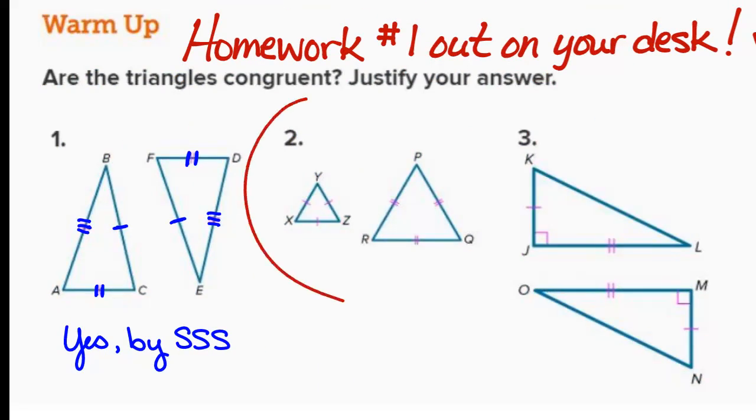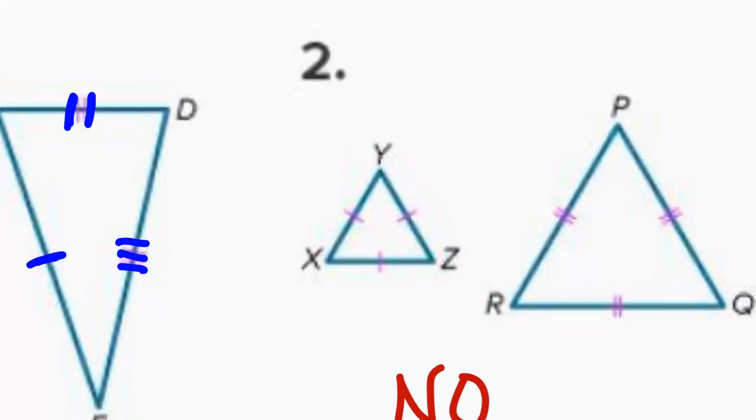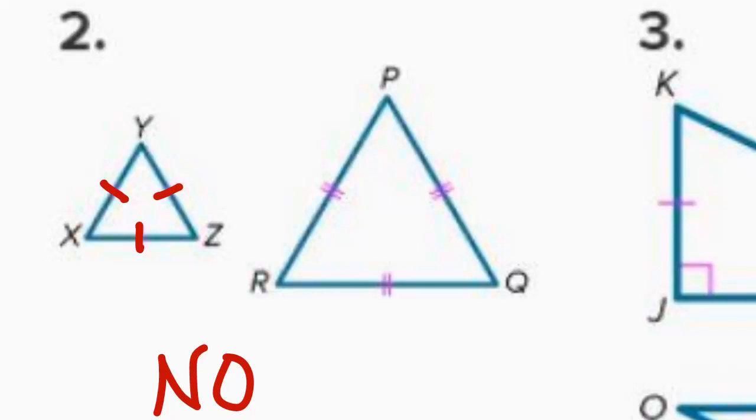What about on number two? These two triangles here, are they congruent to each other? No. Why not? Because all the congruent marks are on their own triangle. So on triangle XYZ, all three of those sides are marked as being congruent, but just to each other. On triangle RPQ, we have congruence marks, but they are distinctly different than XYZ. So they're all congruent to each other.